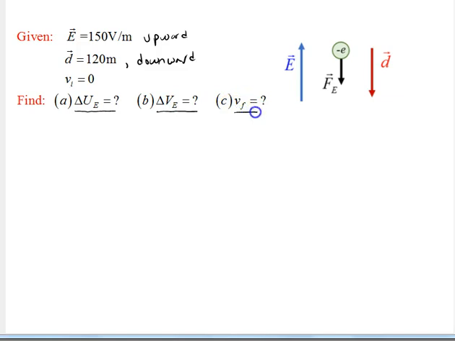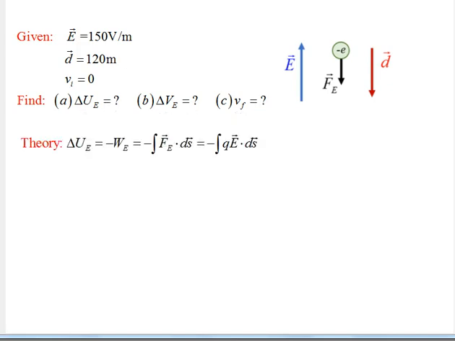And then we can find our final velocity of that electron once it moves through that distance. In order to do that, we're going to have to apply our work energy theorem and conservation of energy. And we can do that because our electric force is a conservative force. So our theory that we can start with is that our potential energy is the negative of the work due to the system. Our system here is the electric system. Our work is the line integral of F dot ds. It's the negative of the work, so it's negative of the line integral. And then we can substitute in for electric force the charge times the electric field. So here's our generic theory.